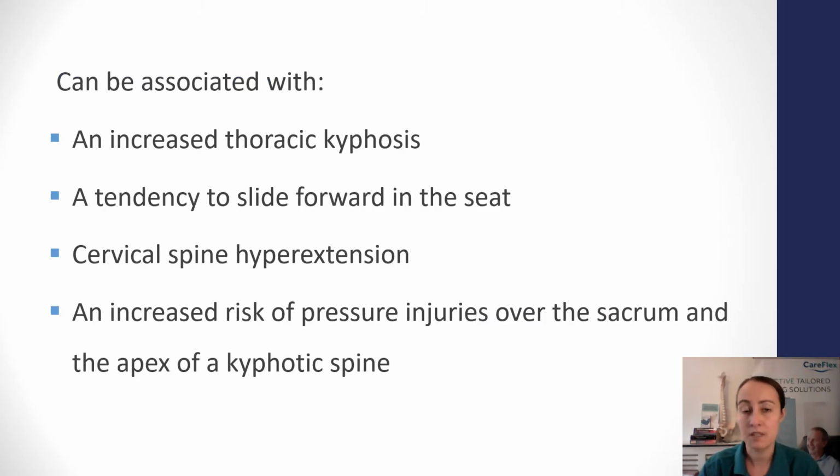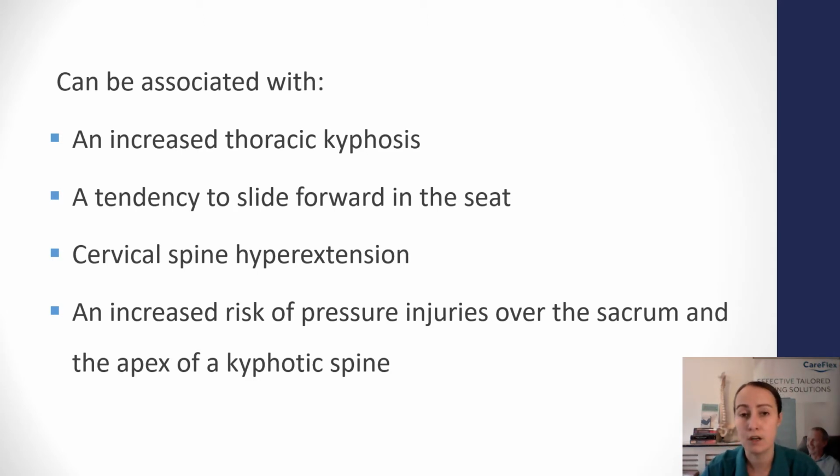Posterior pelvic tilt can be associated with other postural challenges, so these are some of the things to look out for during the objective assessment. The client may present with an increased thoracic kyphosis, which we will cover in next week's webinar session. The client may have a tendency to slide forward in the seat, putting them at risk of falling out of the chair. That might be one of the problems reported by the support network. The client may also present with cervical hyperextension as they're trying to improve their functional visual field.